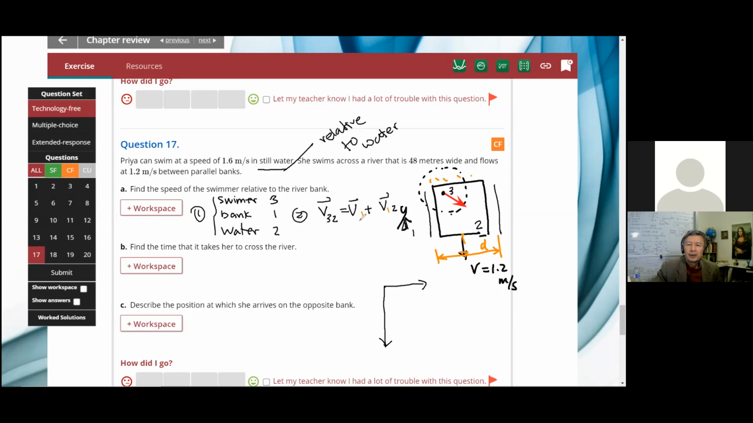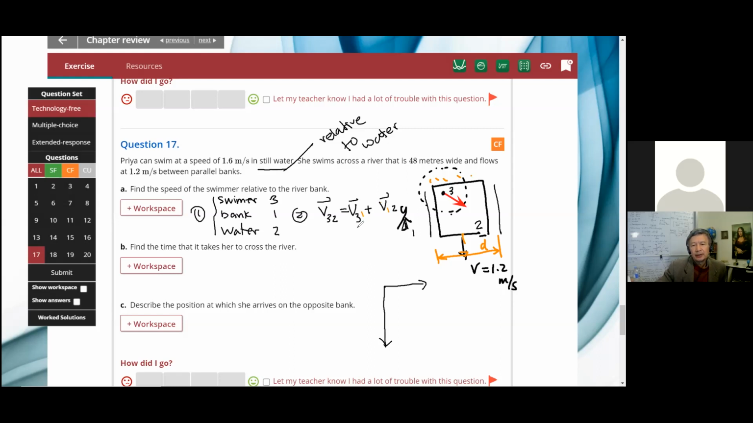This is 3. Okay. This method can help you to solve any question related to the relative velocity. Do you want to go further?